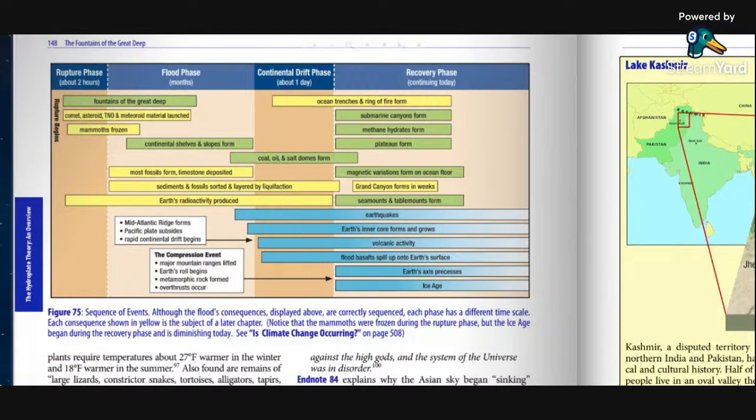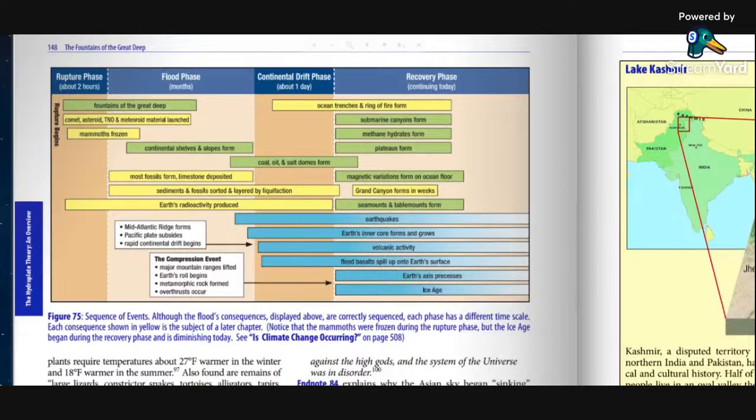And then you go to the recovery phase, where the ocean trenches and ring of fire are still forming. Submarine canyons form. Methane hydrates form. Plateaus form. Magnetic variations form on the ocean floor. Grand Canyon forms in weeks. Seamounts and tablemounts form. And then there are earthquakes continuing to this day. Earth's inner core forms and grows. Volcanic activity. Flood basalt spills up onto Earth's surface. And Earth's axis precesses. And the ice age, when it's simmering down.